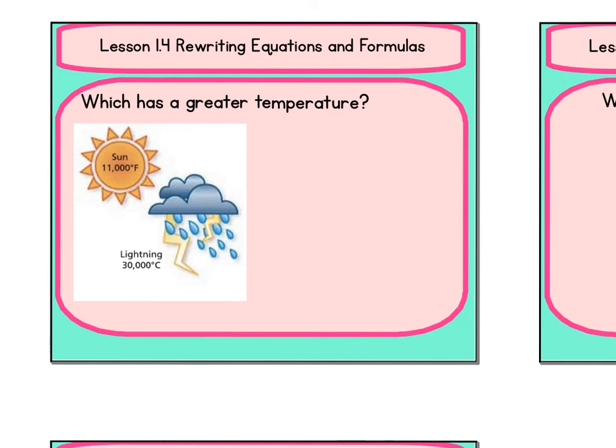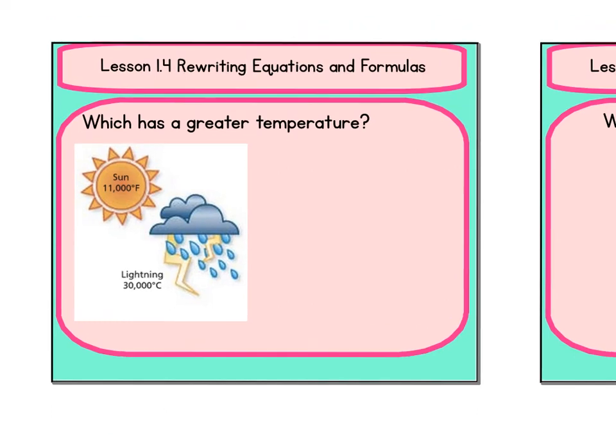So now if we want to decide which of these two has the greater temperature, we have to choose one of the formulas in order to plug in and solve. I'm going to use the formula F equals 9/5 C plus 32. I'm going to take the one where we know the degrees Celsius, plug it in, and see what we get for Fahrenheit and see if it's comparable to the sun's temperature of 11,000 degrees.